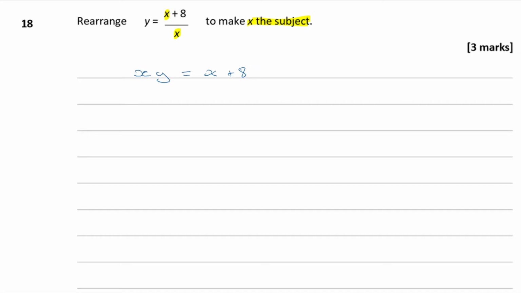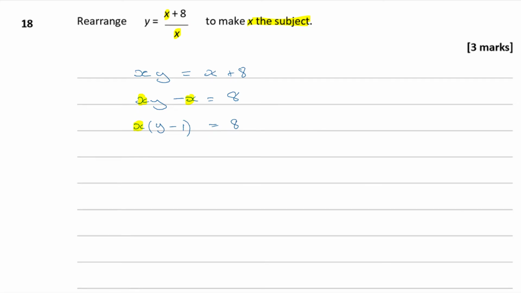Next thing is to collect all the x's on one side. So if I take x away from both sides, I'm going to get xy minus x is equal to 8. Now notice I've got an x here and an x here. Both these terms have got an x in them, which means I can factorize that x out of both terms. So x times y minus 1 gives me xy minus x. Now I've only got the 1x, so happy days.